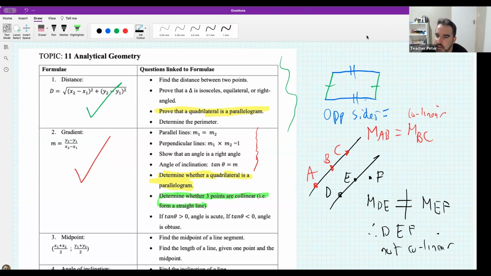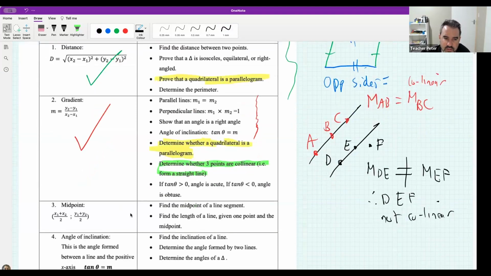Okay. So we're going to practice this later in the lesson, so don't stress. But really, if you look at A, B, and C, they are on the same straight line. Therefore, they are collinear. D, E, and F do not fit on the same straight line. Therefore, they are not collinear. That's all I want you to know for now.